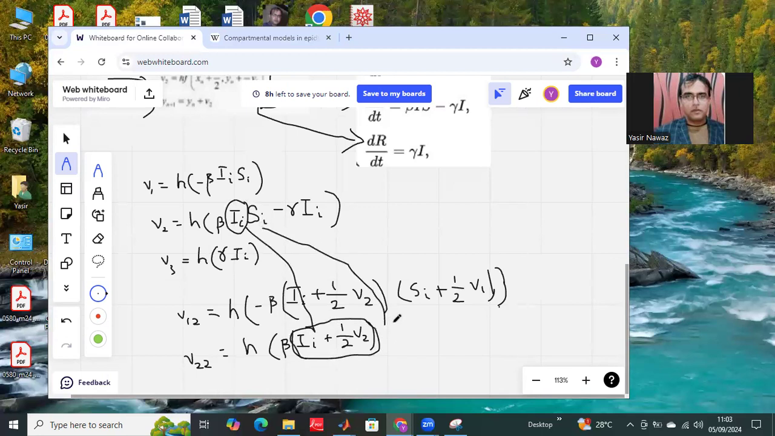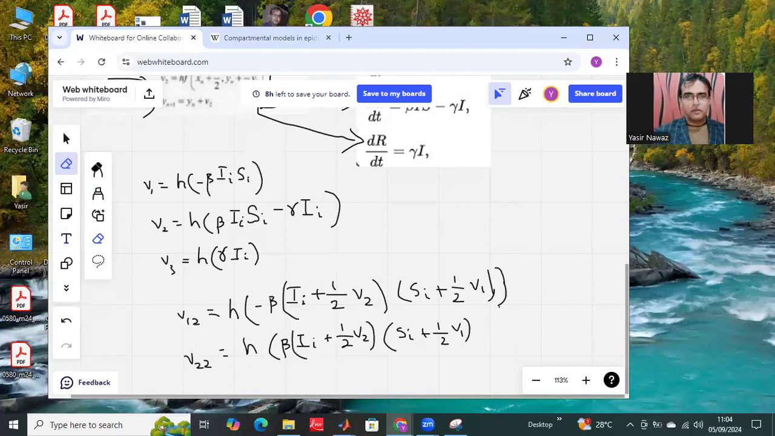Similarly, that component will be S at i plus half of the previous component of the susceptible, which is V1. I raise this thing, and then next minus gamma I. So it is I at i plus 1 by 2. The previous component for I is V2, so I add half V2 here.